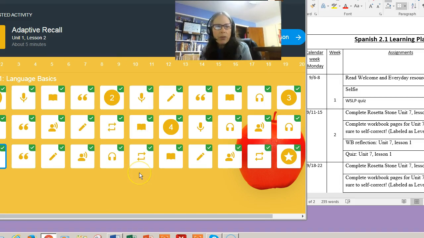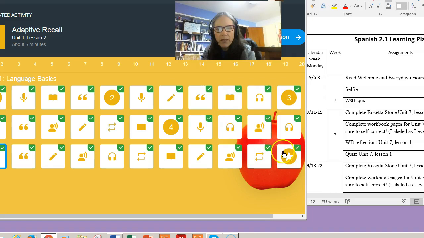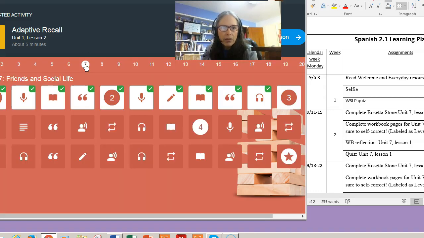So this person has been in Spanish 1 before with Rosetta Stone. And so they have all these from Unit 1, and all of these are marked with a green check mark, which means they are all completely done and done well. So Spanish 1.1, the first semester, is units 1 through 3. Second semester, we focus on units 4, 5, 6. This is Spanish 2.1. So we are going to focus on units 7, 8, and 9.